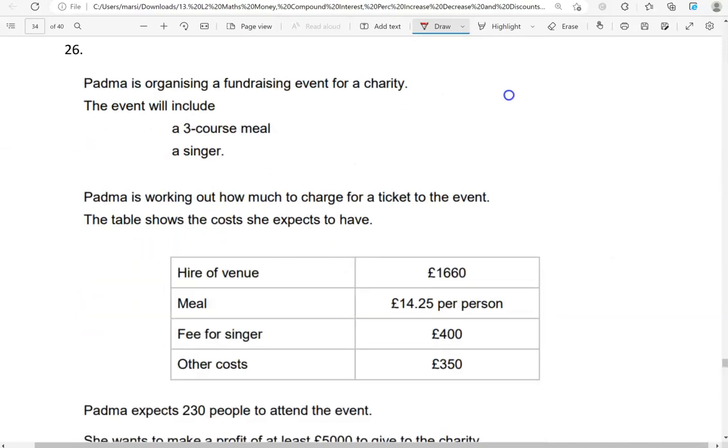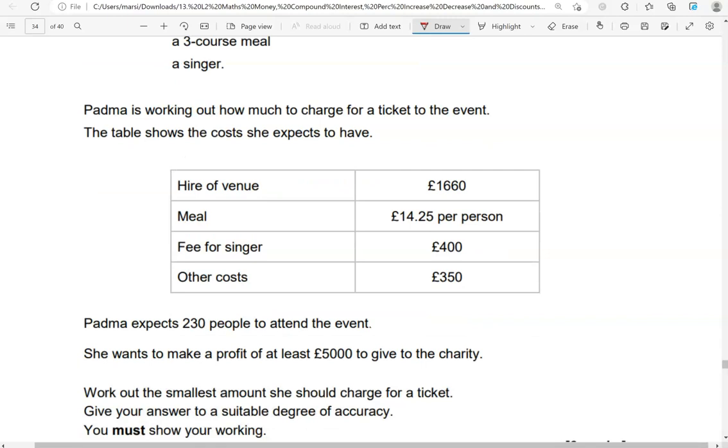Padma is organising a fundraising event for a charity. The event will include a 3-course meal and a singer. Padma is working out how much to charge for a ticket to the event. The table shows the cost she expects to have. Hire a venue, £1,660. Meal, £14.25 per person. Fee for singer, £400. Other costs, £350.